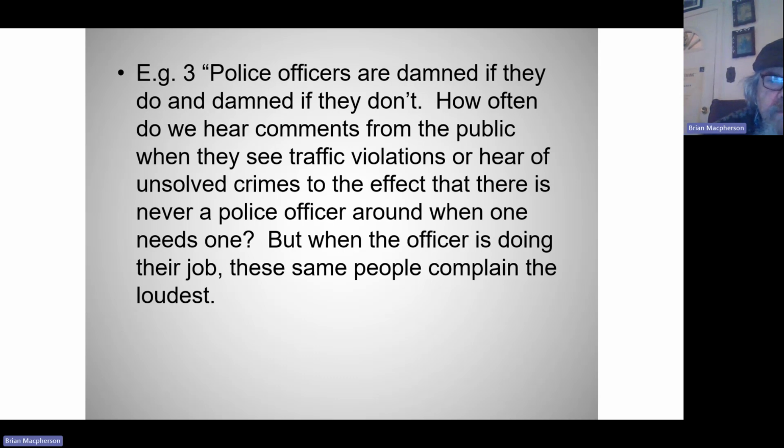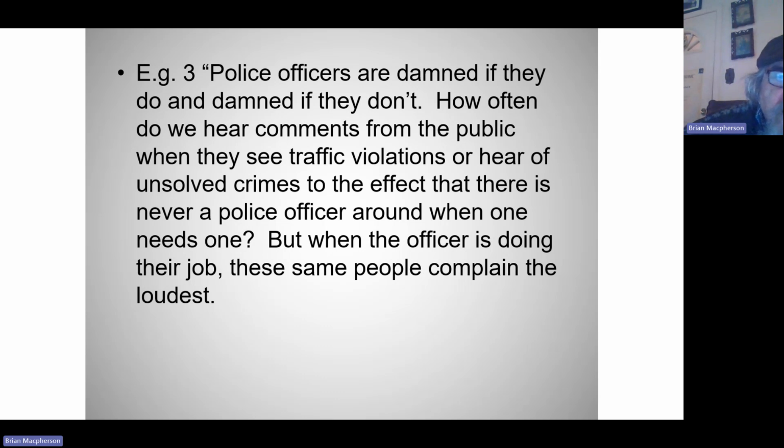Let's go to a third example. This I got from a textbook. I forget which textbook it was from now. That's why I put it in quotation marks, okay? So this is not my own invention, it's from a textbook. Anyway, police officers are damned if they do and damned if they don't. All right, okay, fair enough.